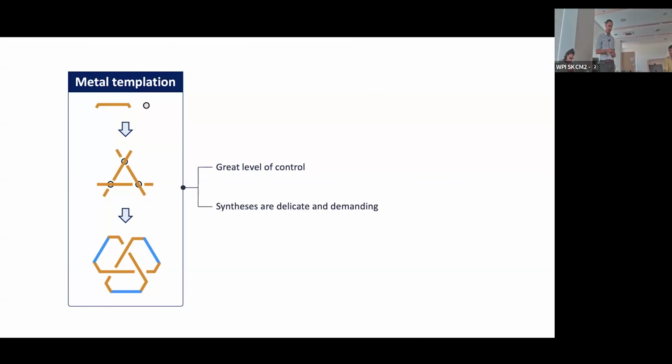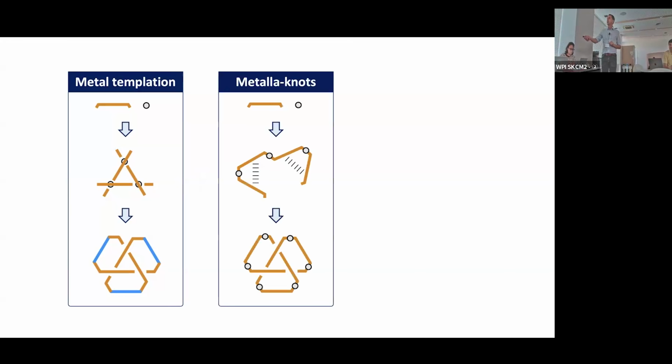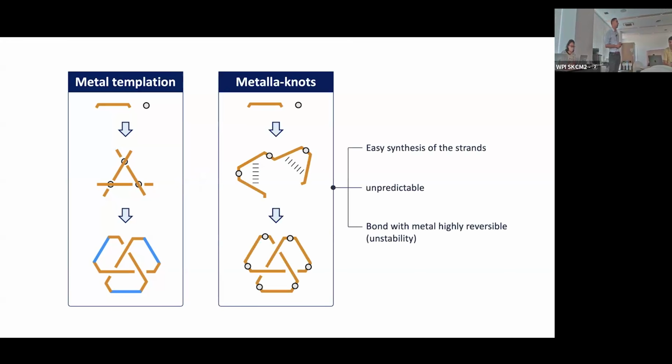When it comes to the synthesis of metal-free knots, the advantage is that the strands are usually quite easy to synthesize, so you can screen different strands very easily. The drawback is that the syntheses are completely unpredictable. You need to play with luck. And something which may be an advantage or a disadvantage, depending on how you look at it, is that the metal-ligand bond is very reversible. And so that means that when you form the knot, if you change your experimental conditions like temperature, solvent, or whatever, it may just completely fall apart.